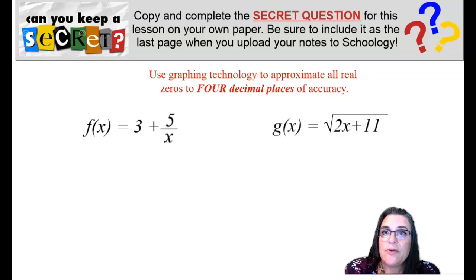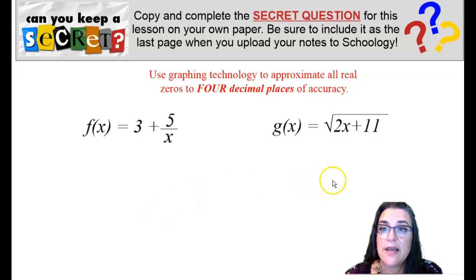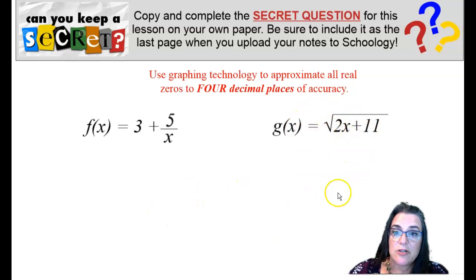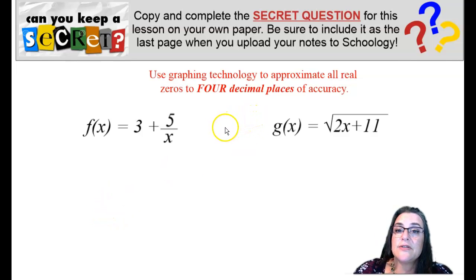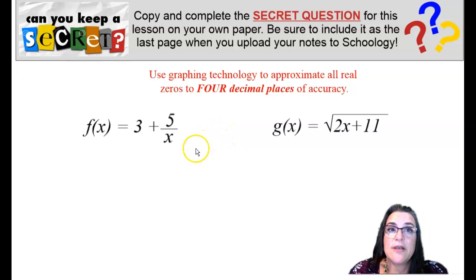That brings us to the secret question for this lesson, where you're going to use graphing technology to approximate the real zeros for f of x equals 3 plus 5 over x, and for g of x equals the square root of the quantity 2x plus 11. For these two problems, I want you to sketch a picture of the graph, and then tell me what the zero is to 4 decimal places of accuracy, and the same thing for g of x. Sketch a picture of the graph and show me the decimal approximation to 4 places. When you've got that finished, you're going to upload the answer to the secret question as the last page of your notes in Schoology.